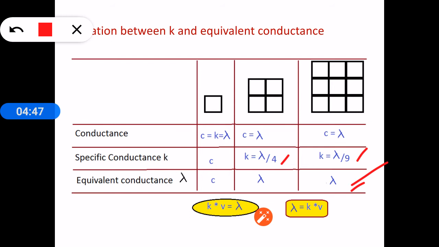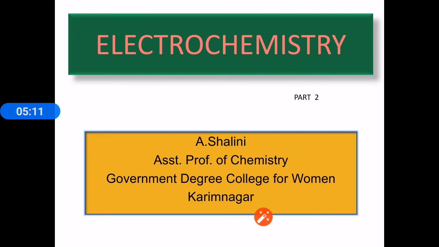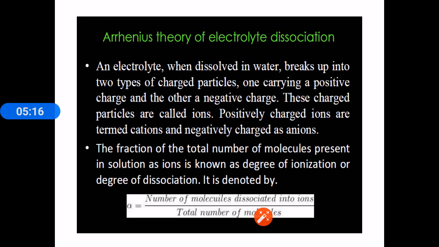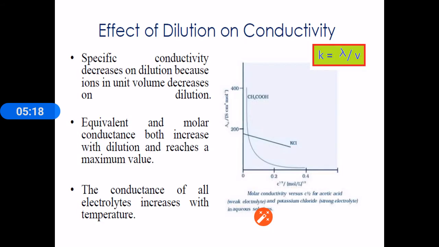But it is found experimentally that equivalent conductance also increases by a small fraction. To explain the effect of dilution on equivalent conductance and the behavior of electrolytes, a theory was proposed by Arrhenius, called the Arrhenius theory of electrolyte dissociation.